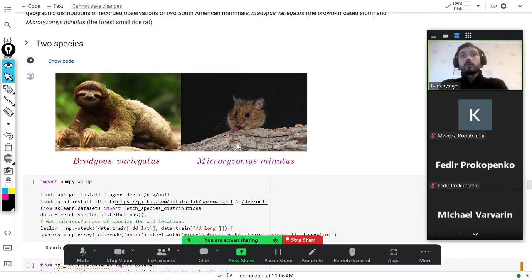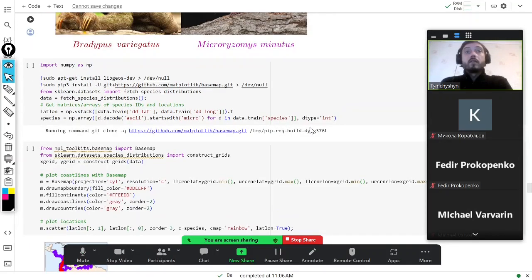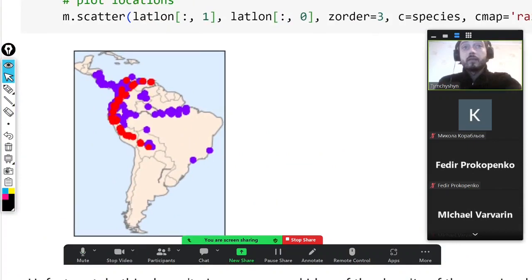Here you have, let's say, two animals, Bradypus variegatus and Microsciurus minutus. Let's try to take the data set that shows where they live. So we have a bunch of points, and each point is basically an event of seeing one of these animals somewhere, and let's try to put them on a map. So here is the map. You may see it is South America, and you see all these points where someone has seen them.